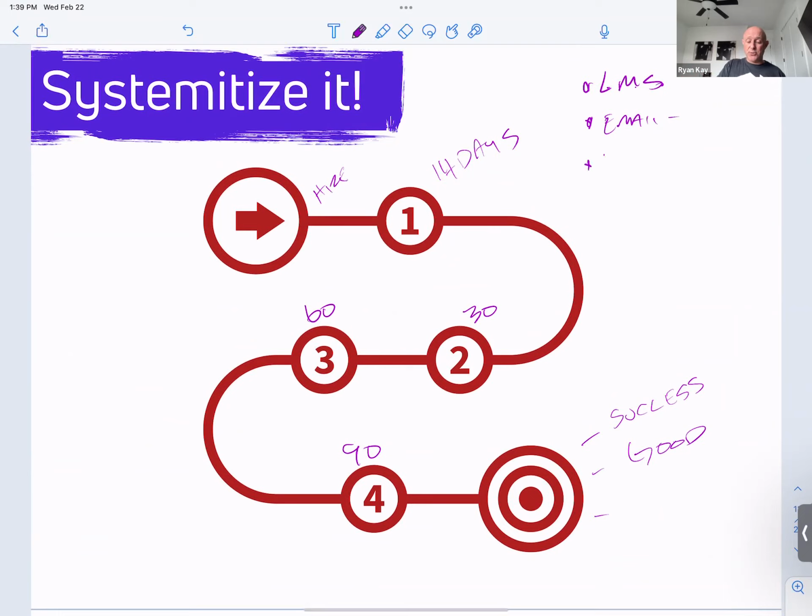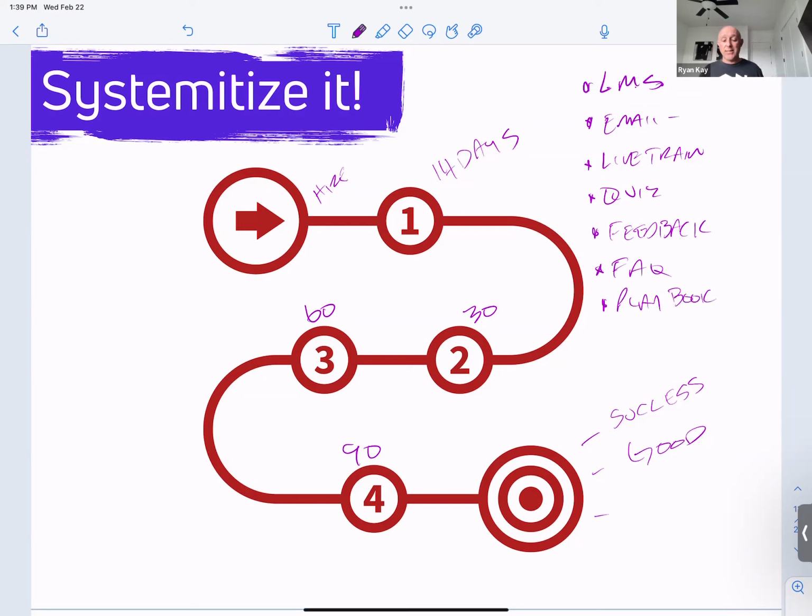It could mean that you do live training. Could mean that you have quizzes and some type of a feedback loop. Some way for them to ask questions, like an FAQ, or to get common answers to questions. It could be playbooks. Now, if I think about this, playbooks and processes, think about where you work today.